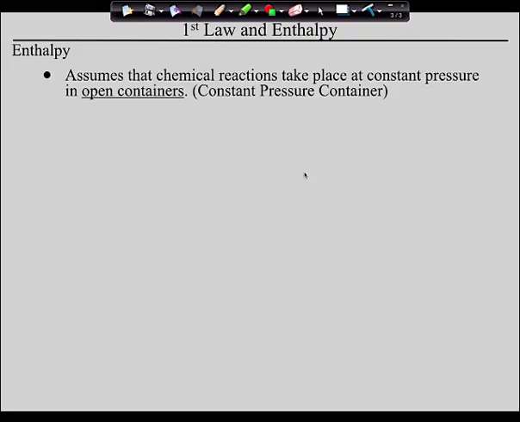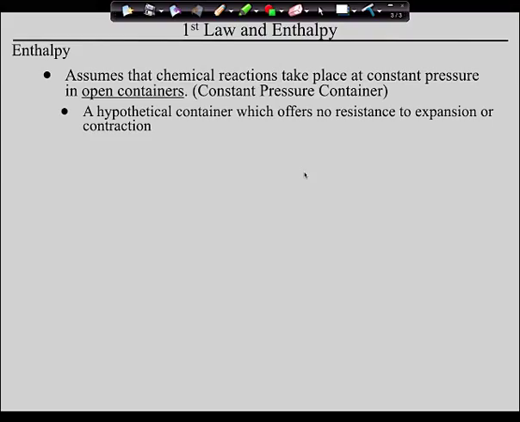Okay guys, so what was the critical term that you needed in your definition for an open container? No resistance. So guys, the bottom line is this. It's up on the board. An open container is a hypothetical container which offers no resistance to expansion or contraction. So now we need to ask the so-what question. So what? Why is that important? What does it do to our understanding of reactions?